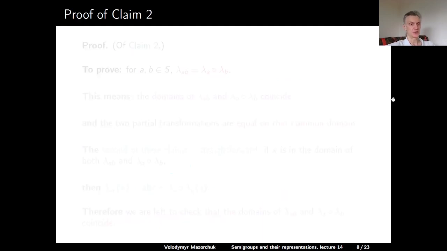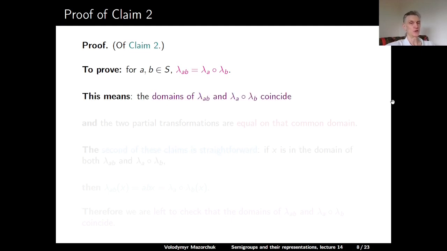Now we can prove claim 2. To prove claim 2, let A and B be two elements in S. We need to prove that lambda AB is equal to lambda A after lambda B. This means two things. First of all, we need to prove that lambda AB and lambda A after lambda B have the same domains, and that the two partial transformations coincide on this common domain.